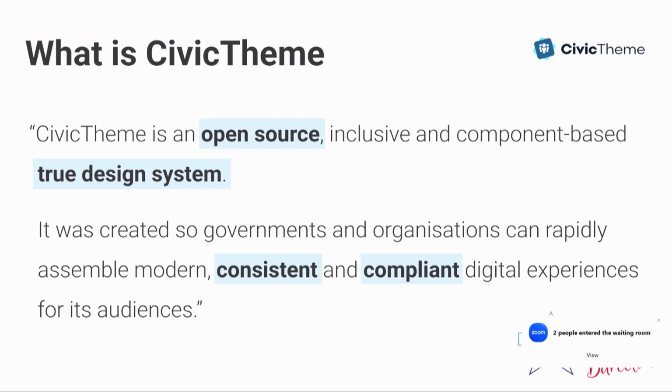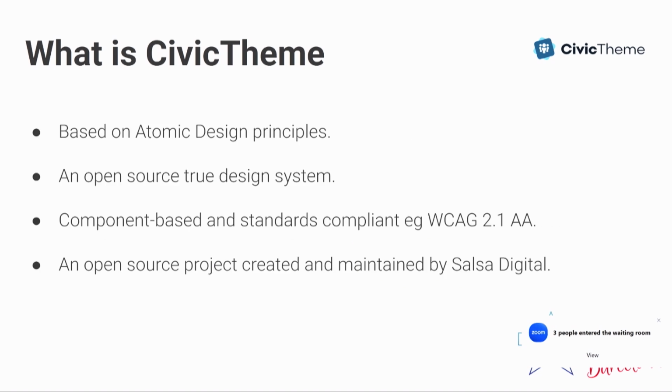CivicTheme is an open source and inclusive component-based design system. It was created so government and other organizations can rapidly assemble modern, consistent, and compliant digital experiences for their audiences. It's an atomic-based design system. It is open source, so you can grab any parts of it, which is Figma, Storybook, and the actual theme itself. It's compliant to WCAG 2.2, just been updated to the latest version, AA, and it's an open source project maintained by Salsa Digital.